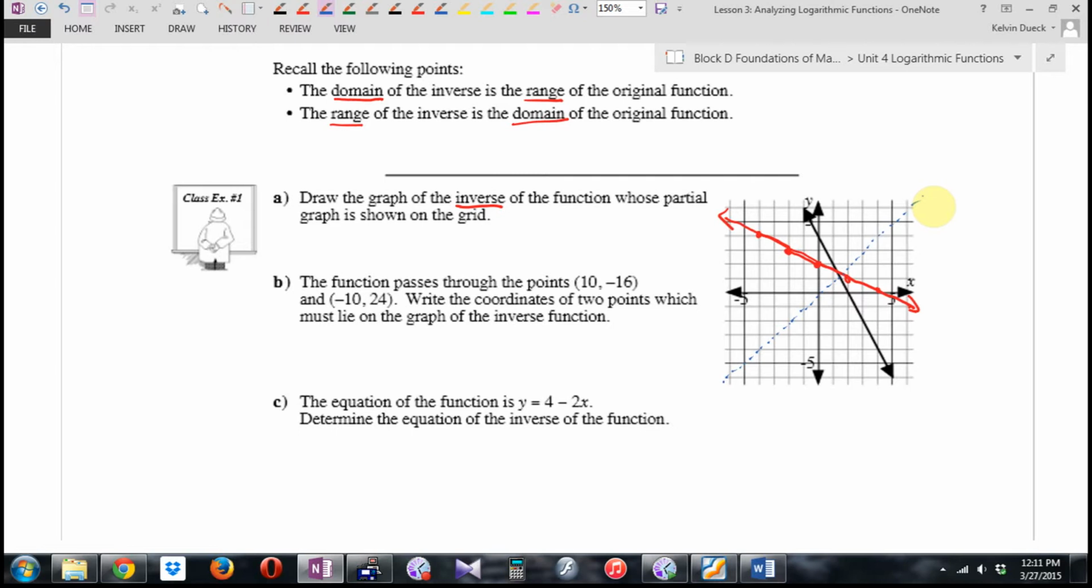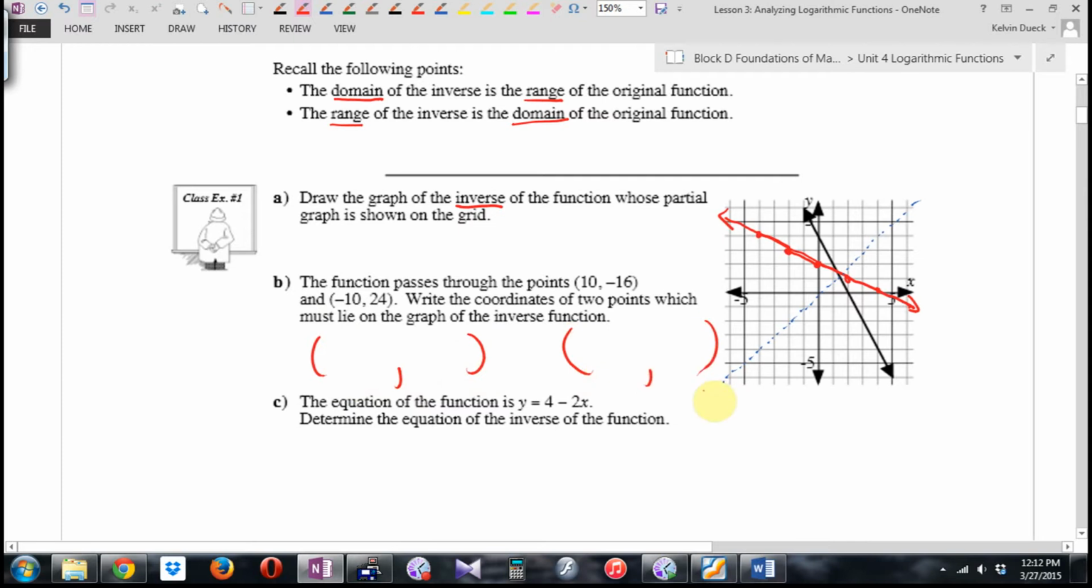So B asks us to make some conclusions. If the original function goes through (10, -16) and (-10, 24), can you give me two other points on the inverse? You know what? I've been doing the inverse in red. Why don't I keep going in red?